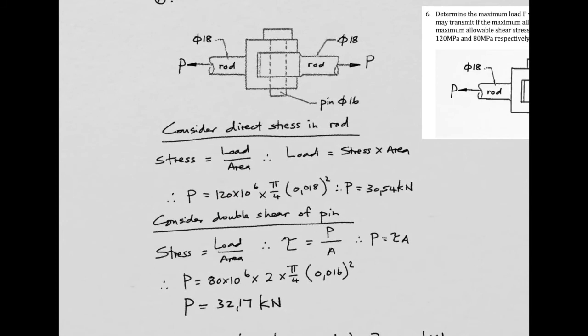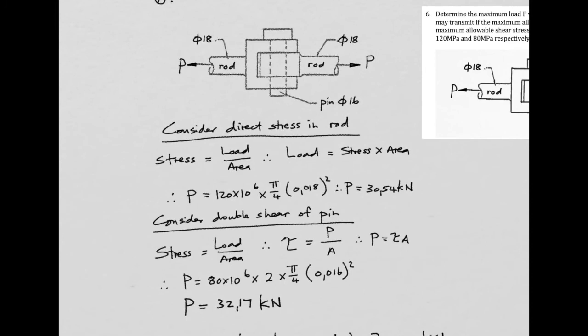Then we move on to the pin, which, as we've already said, is in double shear. There's this one shear plane, there's the other shear plane, and we have tau, which is typically our symbol for shear stress, and we do much the same as the other one, and we get a little formula that says load is shear stress times area, and there is our allowable shear stress, the 80 megapascals shear allowable for the pin. This 2 is of course for the two shear planes. Remember, there's one, there's another one. Pi over 4 d squared, the d being the diameter of the pin. So now we get 32.17 kilonewtons.